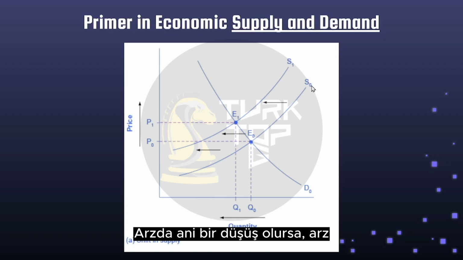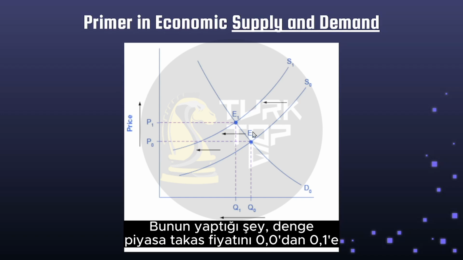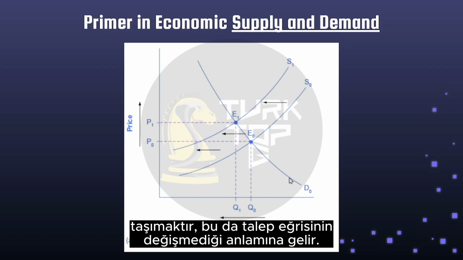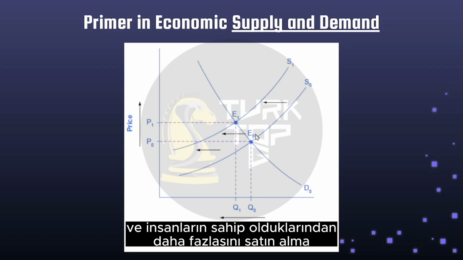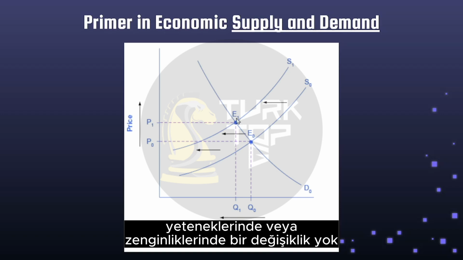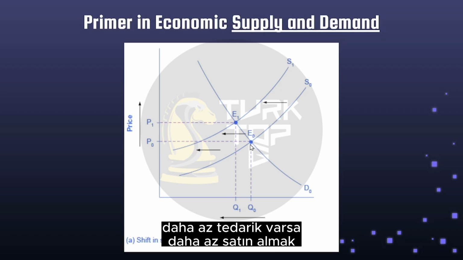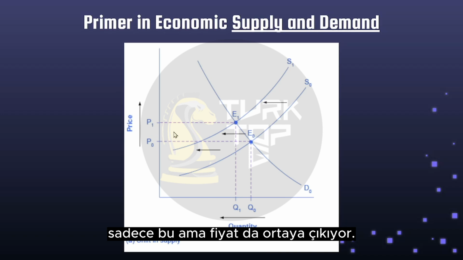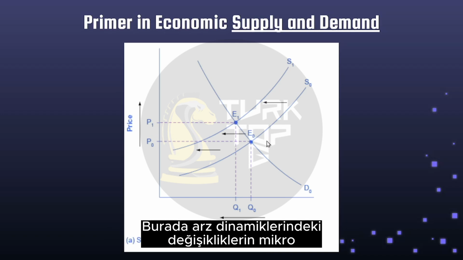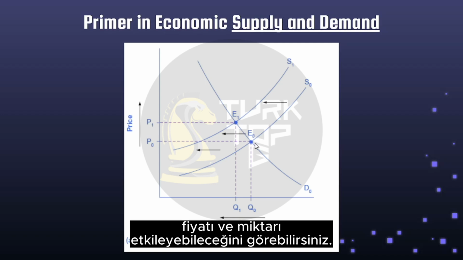What happens is if we have a sudden reduction in supply, the supply curve moves to the left. What this does is it moves the equilibrium market clearing price from point 0 to point 1, which means that if the demand curve doesn't change and there's no change in the wealth or the ability of people to purchase more, they have to purchase less if there's less supply. Not only that, but the price also rises. So you can see here that changes in supply dynamics can affect the market price and the quantity.